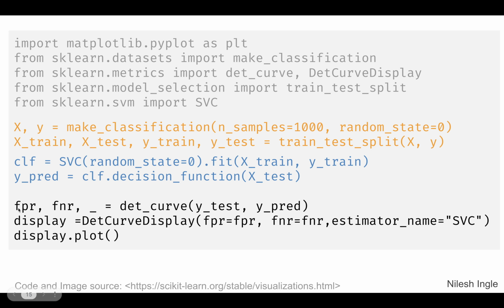We get the values for false positive rate and false negative rate using the det_curve, y_test, y_pred, and then use that as an input to the DET curve display to get the plot that we saw earlier.